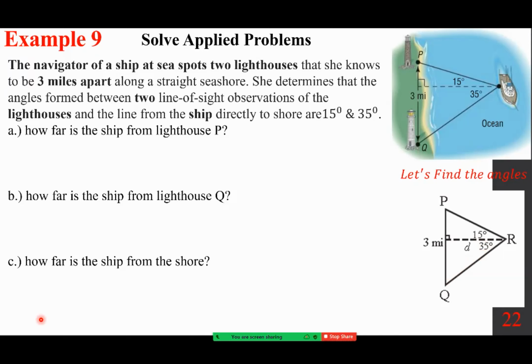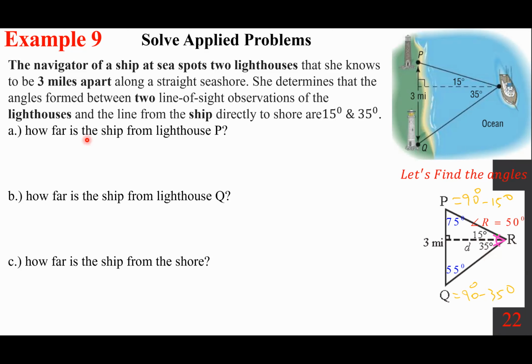Let me write it here. This will be 90 minus 35 degrees. This will be 90 minus 15 degrees. So this becomes 55 degrees. This becomes 75 degrees. And this angle is 15 plus 35 or 50 degrees. This angle is 50 degrees. So we got that.